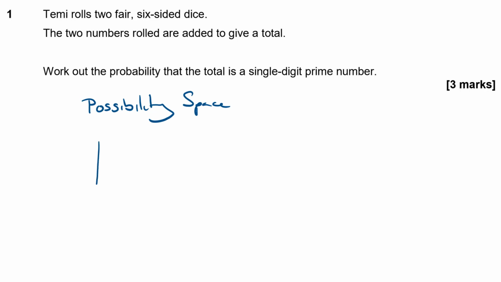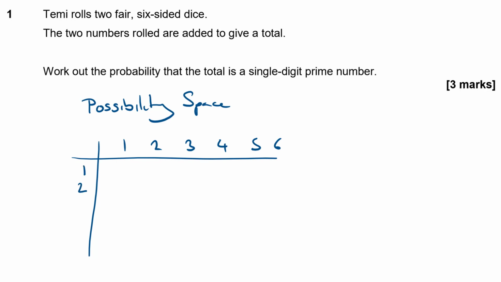So you've got two different dice rolls. You can get 1, 2, 3, 4, 5, or 6 on one dice, and you can get 1, 2, 3, 4, 5, 6 on the other. Okay, and then what we need to do is add those two results together, don't we? We're told here that the two numbers are added to give the total. So inside the possibility space, I'm going to write down the sum of those two scores. So 1 and 1 adds up to 2, 1 and 2 adds up to 3, and so on.